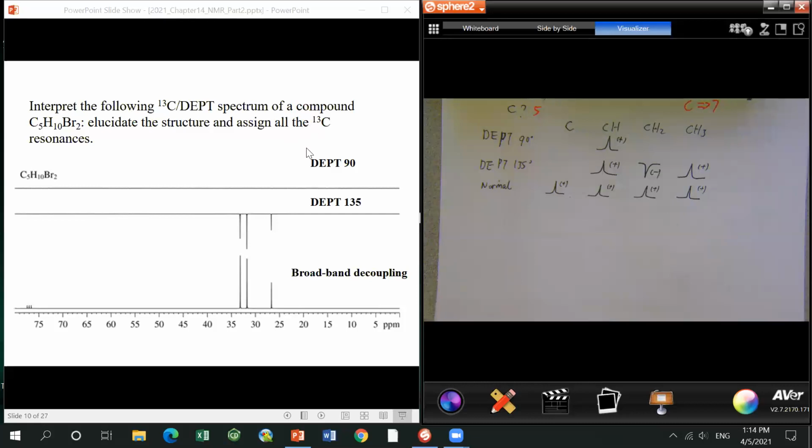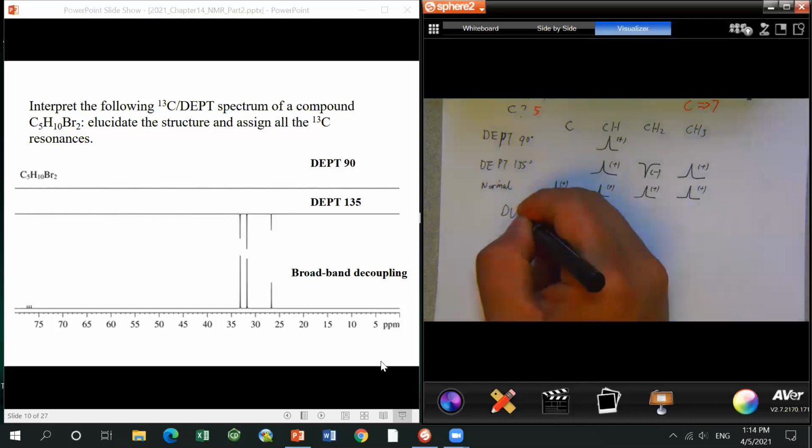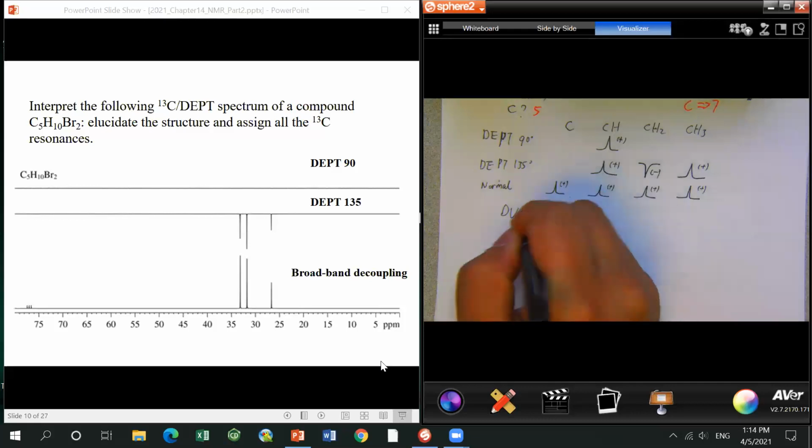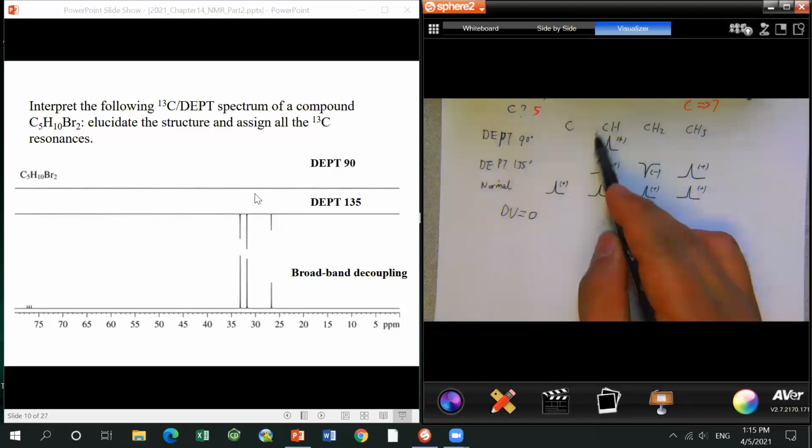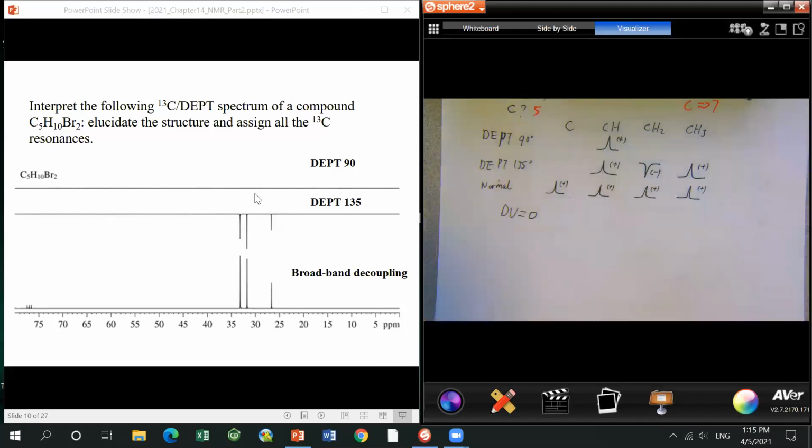So here's a hint. First, the DU equals 0, so that means there's no ring and no double bond in the molecule, just a carbon chain. Second, in DEPT 90 there's no signal, so there's no CH. Then DEPT 135 only shows negative signals, so there are 3 CH2.